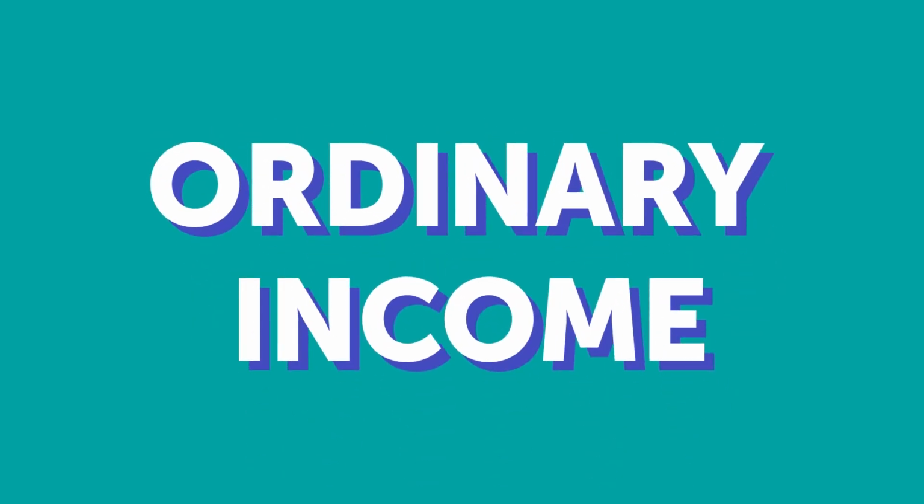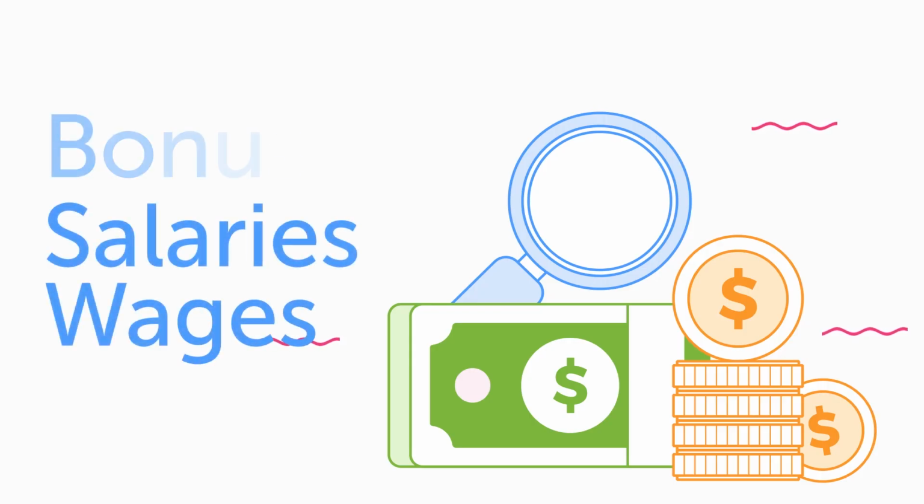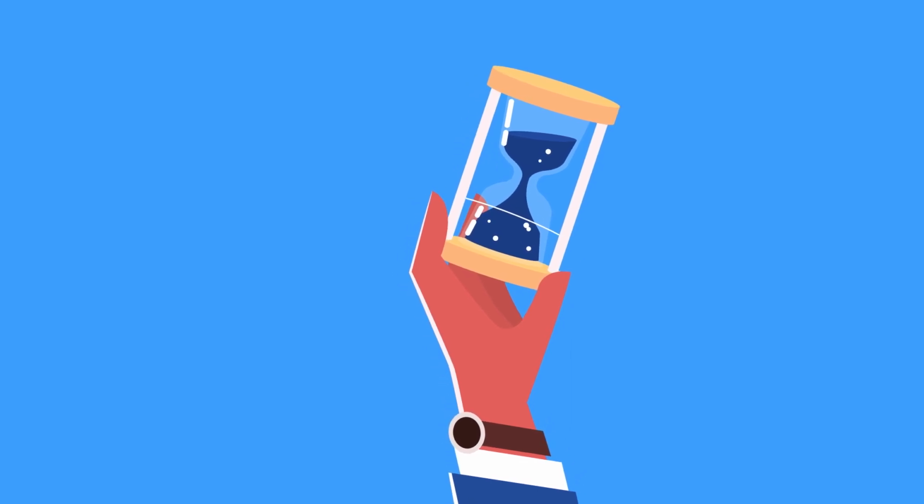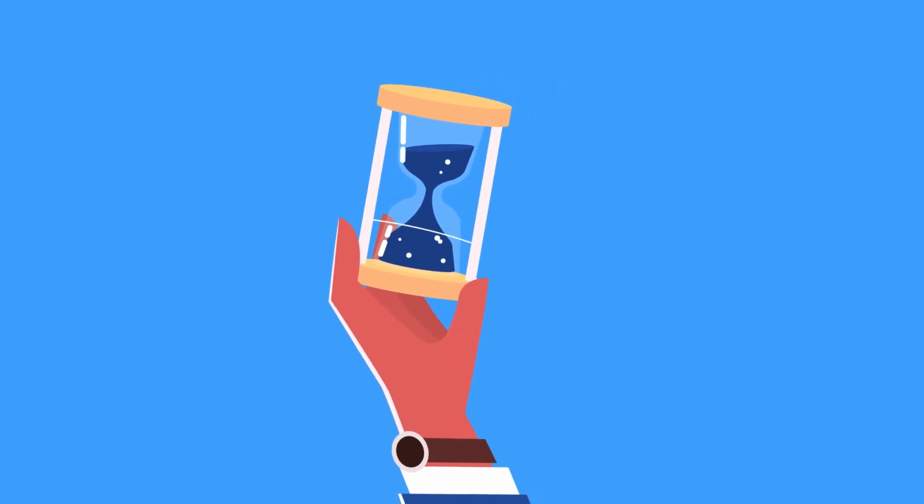Ordinary income, the most usual type of income. It includes wages, salaries, bonuses, and commissions. It's when you are directly trading your time for money. Of course, it has its limitations since your time is always limited, but that's not the only problem with this type of income.